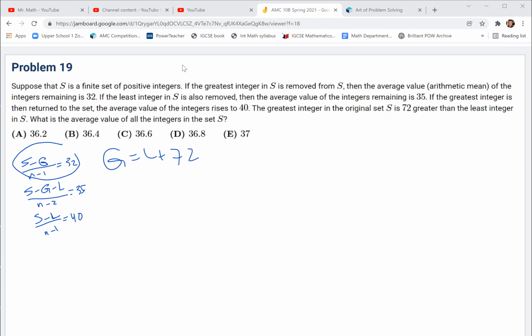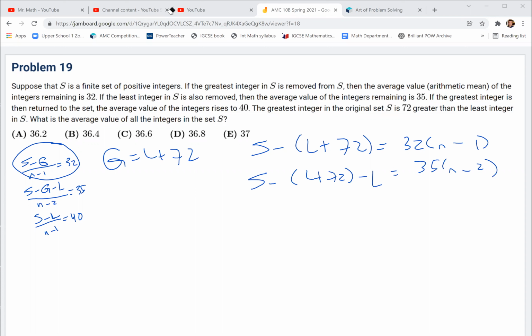So from this first equation, if I substitute G with L plus 72, I can rewrite it as S minus (L plus 72) equals 32 times (N minus 1). By substituting G with L plus 72 and then cross multiplying, I would get this. For my next one, I would get S minus (L plus 72) minus L equals 35 times (N minus 2). And from the third one, I would get S minus L equals 40 times (N minus 1).